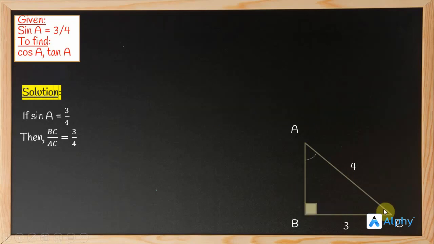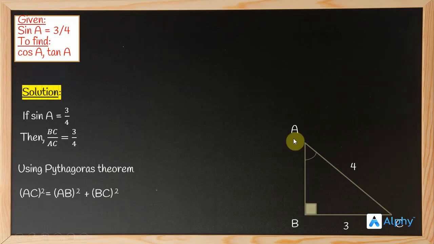Now we have some idea about these two sides of the triangle. In order to find the third side, what should we do? We should apply the Pythagoras theorem in triangle ABC. This will give us hypotenuse square, which is AC square, equals the sum of the squares of the other two sides of the triangle. Now since AB is our unknown side, let's rearrange this equation, which will give us AB square equals AC square minus BC square.